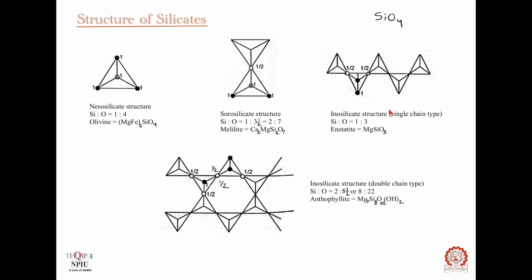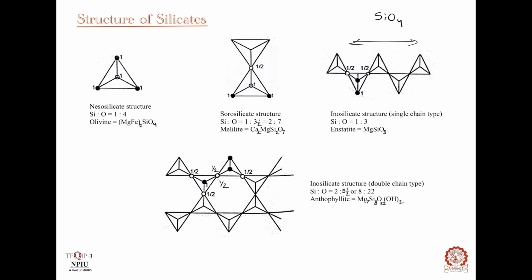Next is inosilicate structure. These are also called chain silicates because in this group of minerals, silicate tetrahedra occur as chains, resulting in more growth of mineral along one direction. Along one direction only the silicate tetrahedron grow. Two varieties of inosilicates occur in nature. They are single chain silicates and double chain silicates.